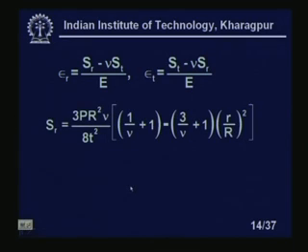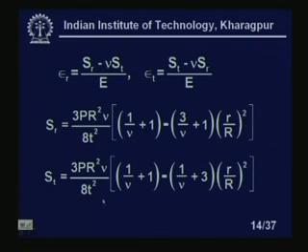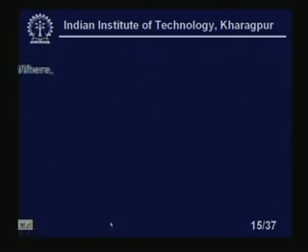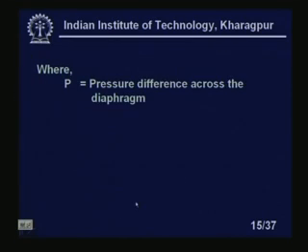Now, S r can be written as 3 p r square nu by 8 t square, whole bracket, 1 upon nu plus 1 minus 3 upon nu plus 1 times small r by capital R whole square. S t, the tangential stress, equals 3 p r square nu by 8 t square, 1 by nu plus 1 minus 1 by nu plus 3 times small r by capital R whole square, right, where P is the pressure difference across the diaphragm.